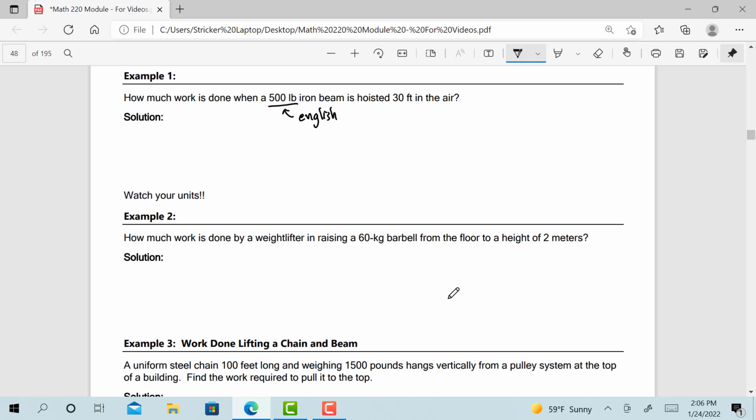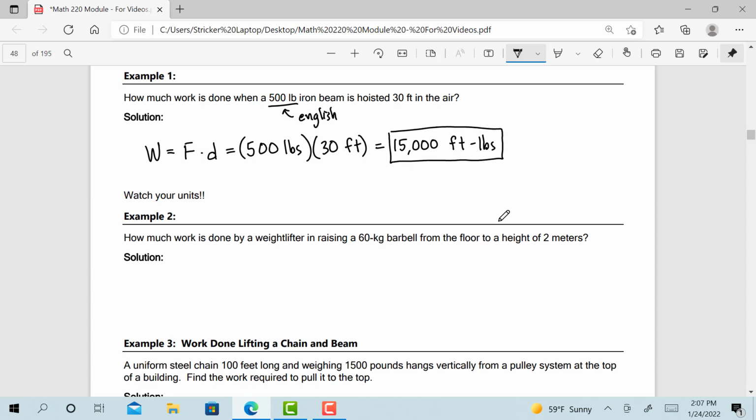And remember, again, work equals force times distance. In this case, force is our weight. Remember, for the English system, our force is in pounds. So this is 500 pounds times the distance, and it says hoisted 30 feet in the air. This is not a variable force. It is a fixed weight, a fixed force. So 500 fixed pounds, not changing, times 30 feet gives us 15,000 foot-pounds. That's a basic physics application, no calculus needed there.